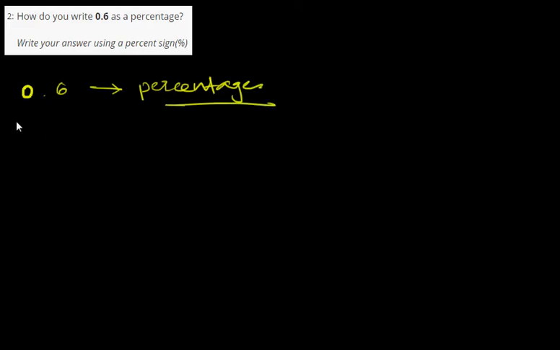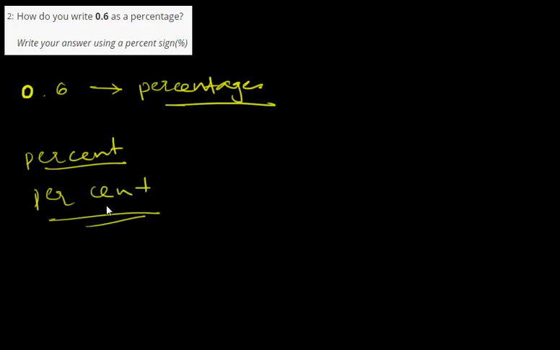Now before I move on, there's something I would like you to make a note of. What does this word really mean? So let's break it down, right? Although we don't write it like this, just to simplify, there are two different words. So it's per cent. Now cent literally means 100. That is what cent means, and percent means per 100.